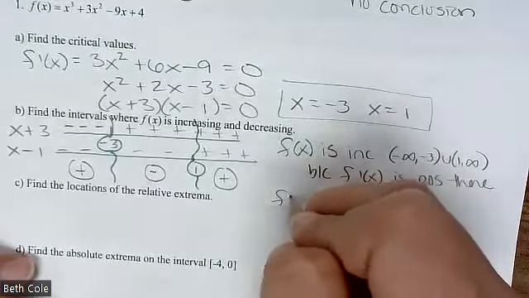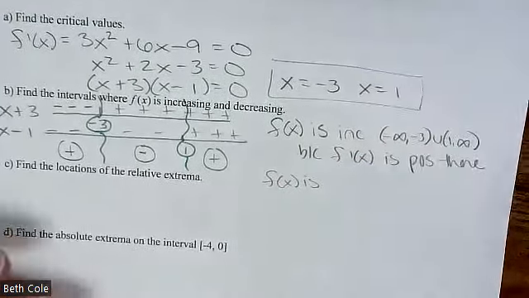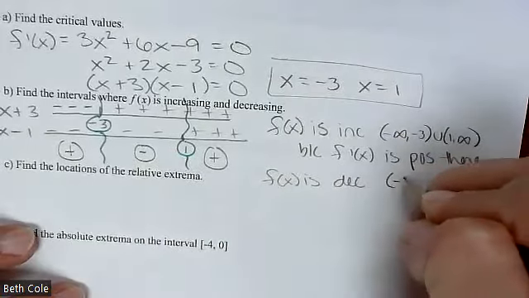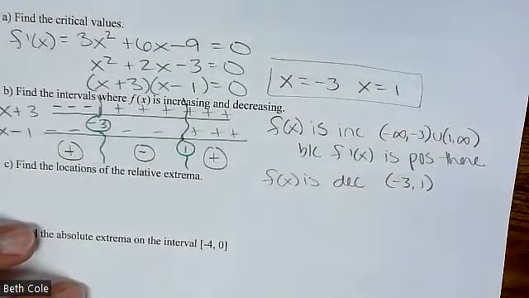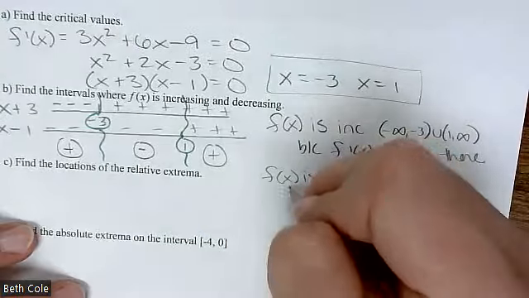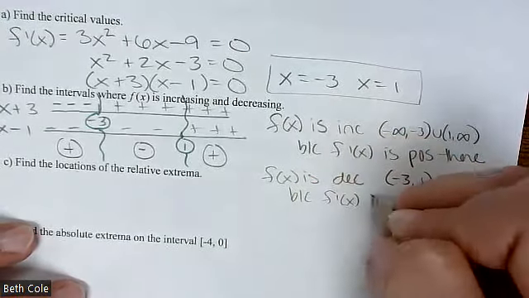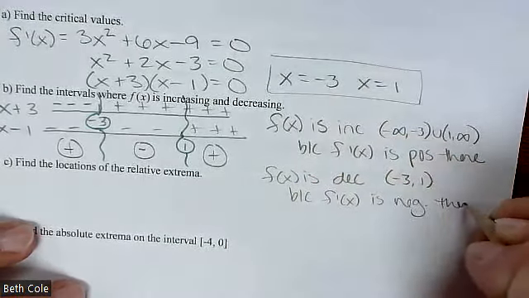All right, here's your sibling sentence. F of x is what? Decreasing everywhere else for the opposite reason, right? -3 to 1, because f prime is negative there.